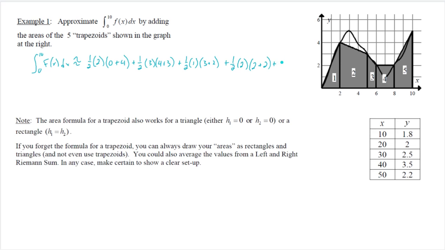Our final one here, trapezoid number 5. Start off with our 1/2. This is going from 8 to 10, so our width is 2 units. On our 8 side, we've got 2. On our 10 side, we've got 5. And if we added all of these things up, this is our estimated value of this function underneath this graph.